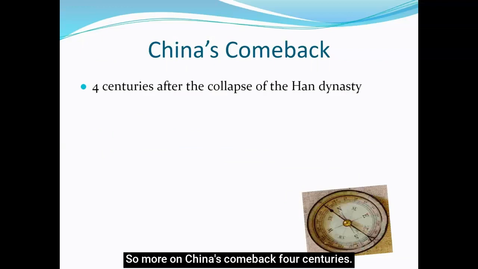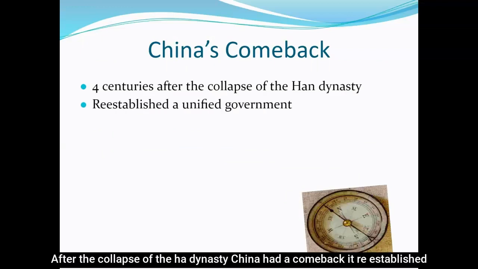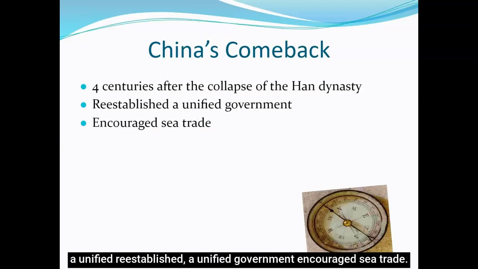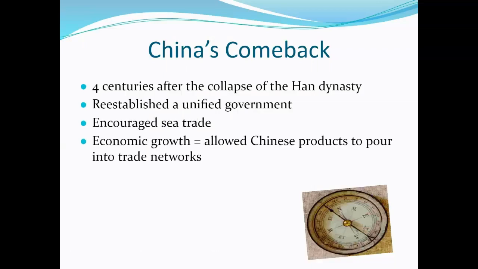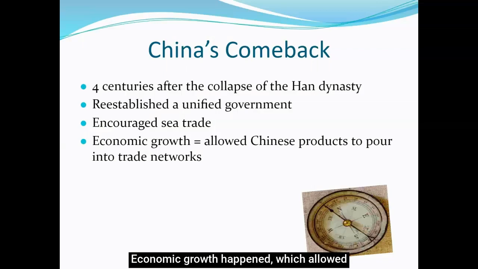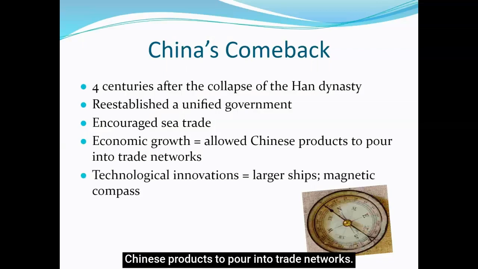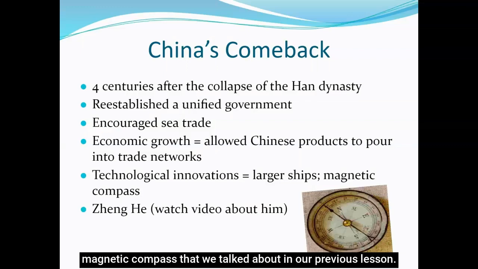So more on China's comeback. Four centuries after the collapse of the Han Dynasty, China had a comeback. It reestablished a unified government, encouraged sea trade. Economic growth happened, which allowed Chinese products to pour into trade networks. There are also technological innovations like larger ships and the magnetic compass that we talked about in our previous lesson. And Zheng He, he is huge when it comes to trade routes. He had ships that were gigantic, probably like 3 times the size of Christopher Columbus's largest.